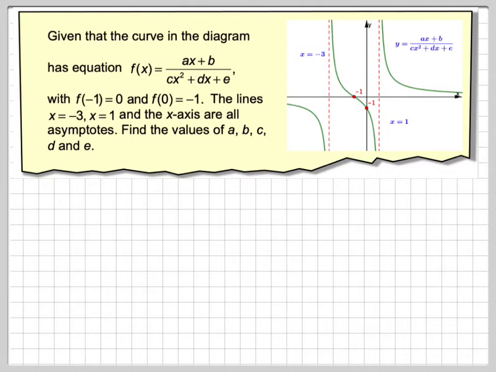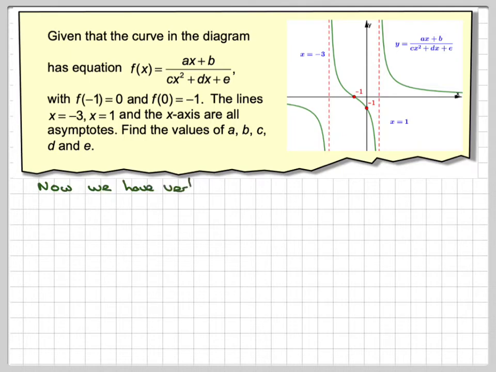So here we've got the curve. We're told when y is 0, x is minus 1, and when x is 0, y is minus 1, and we've got these asymptotes here, and we know it's a sort of a rational function. So let's have a look at this.